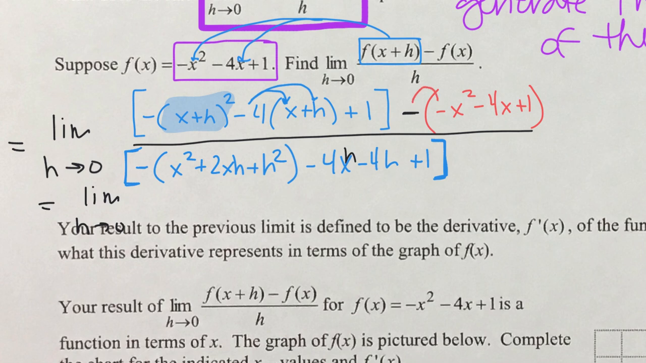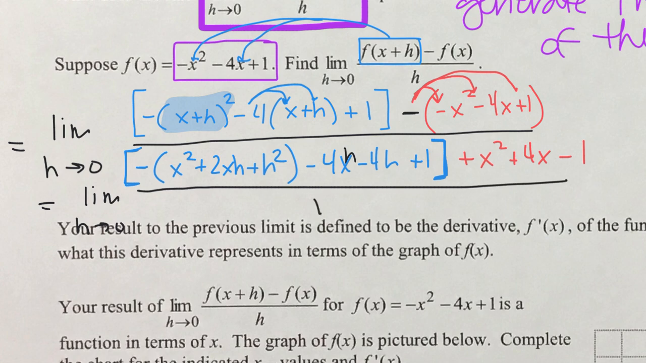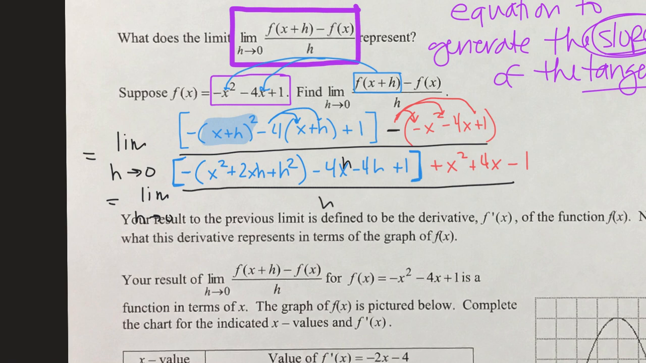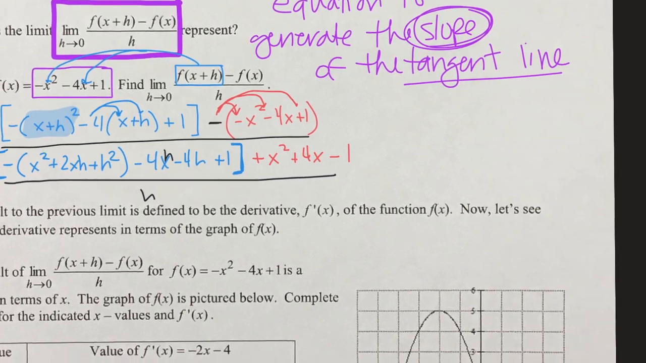Same thing with my red. We're going to change all the signs of all of this stuff inside here. So this is now a plus x squared, a plus 4x, and a minus 1, all divided by h. So let's see, where else do we go? Equals.